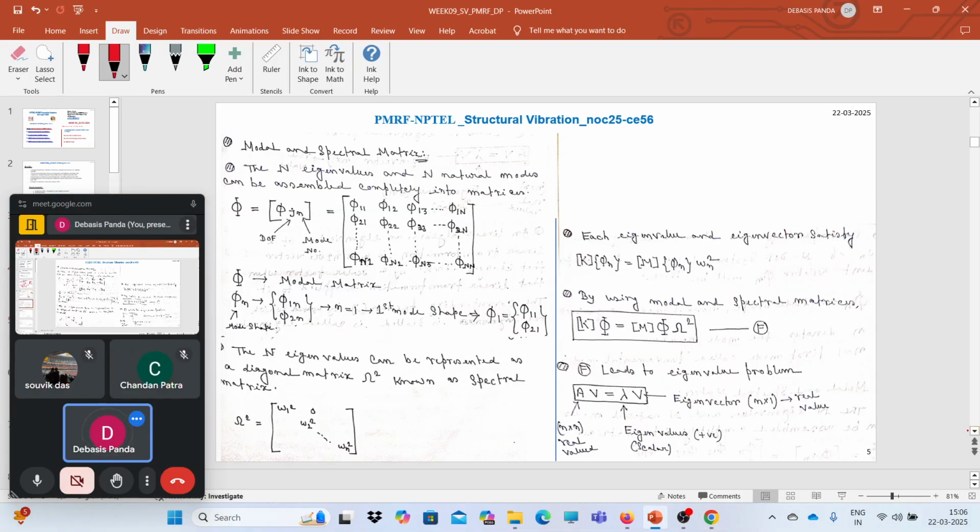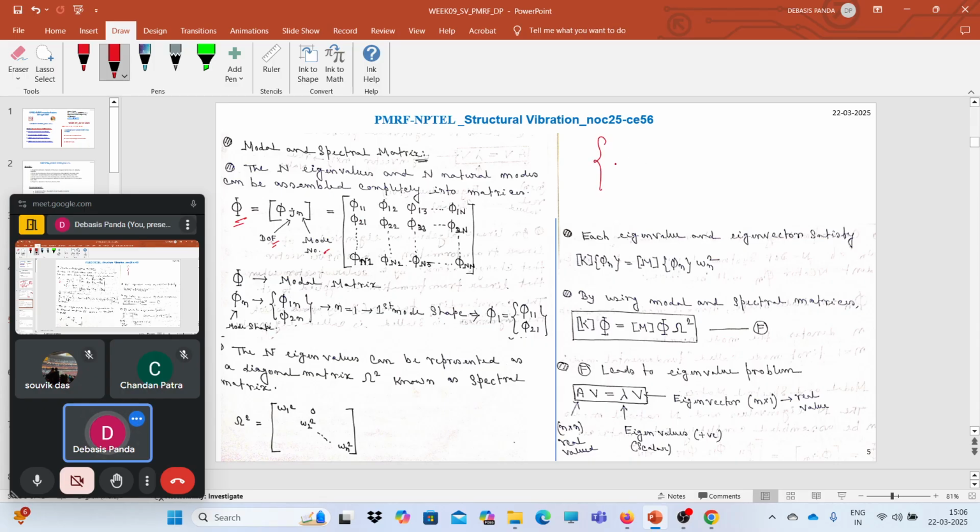And also we have seen the structure of the modal matrix. I already said that phi actually contains the information of all mode shapes. So let's say we have n number of modes and we have j number of DOF. The modal matrix will look like this. So this is the structure of the modal matrix.